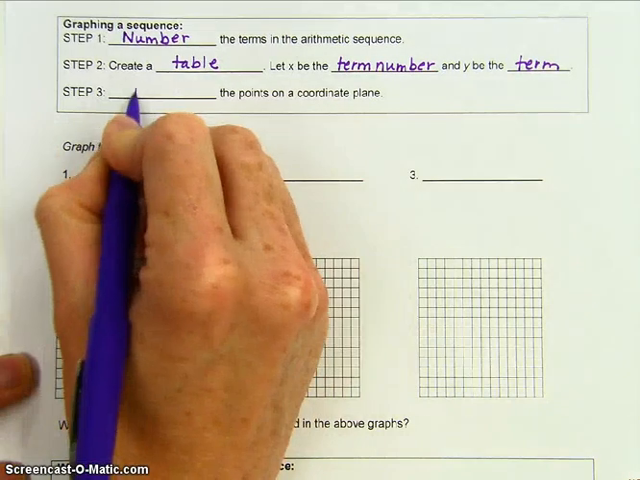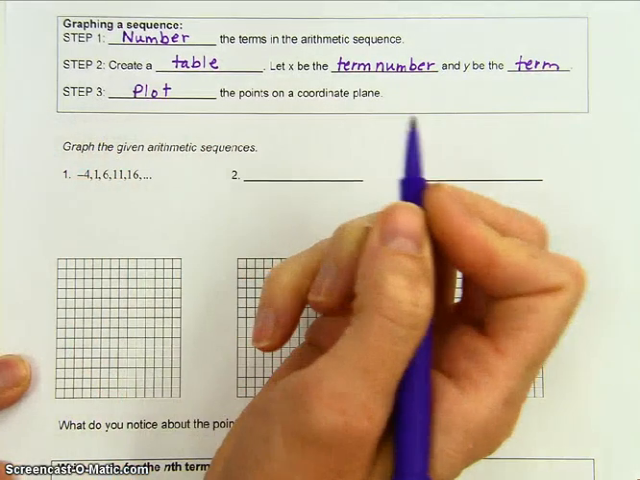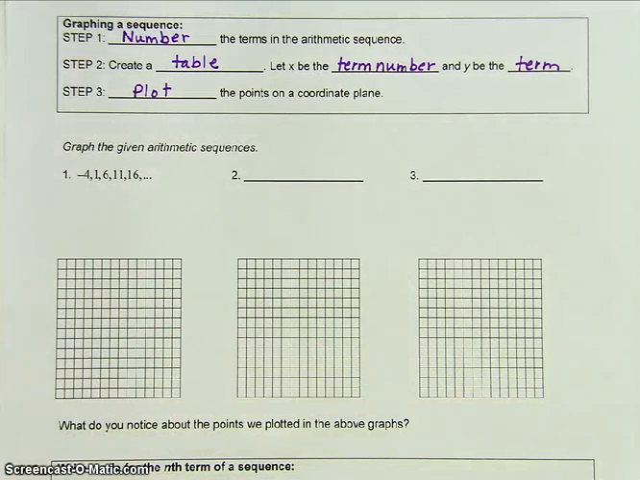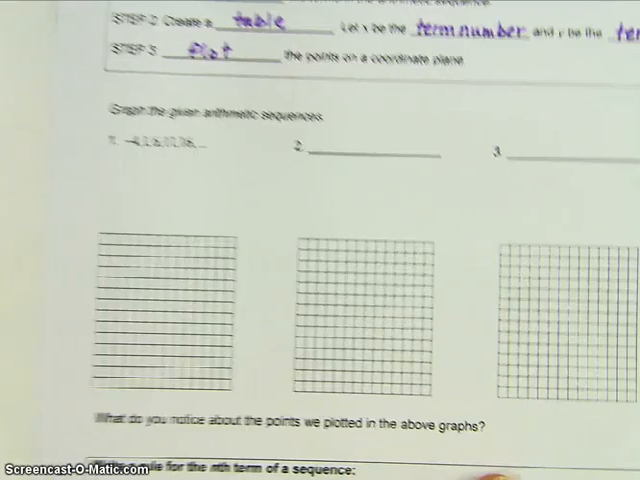Step 3, we will then plot them. Now let's make sense of this in problem number 1. If you notice, I'm just giving the arithmetic sequence. I don't see a table, I don't see much how I can graph it. So this is how we approach this type of problem.